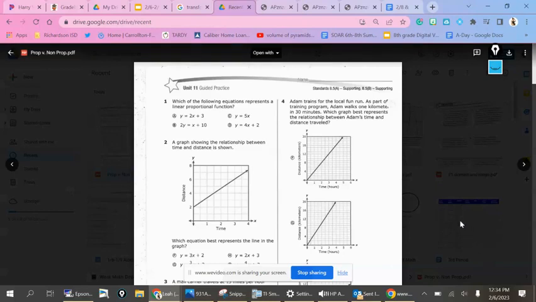Hi guys, so I'm going to be doing the odd ones for you today so that you have an idea, and you're going to do the even ones. Once you get the even ones done, you're going to bring it to me. I'm going to check it and I'll give you your stamp according to if you did them right.